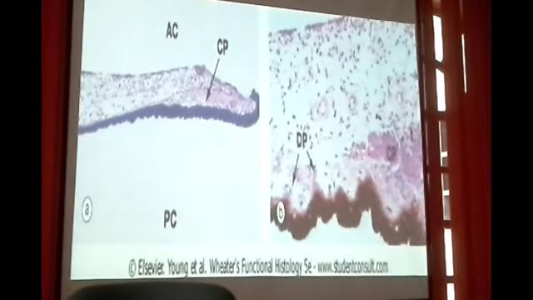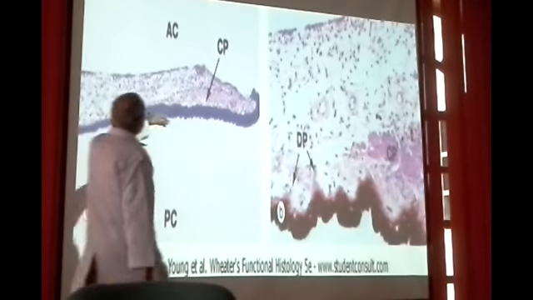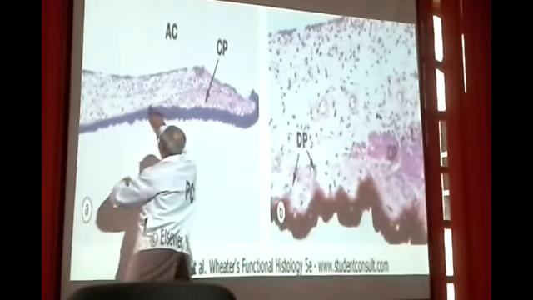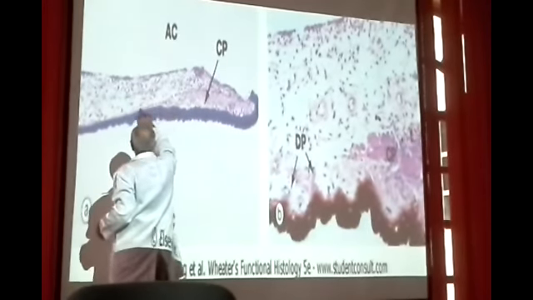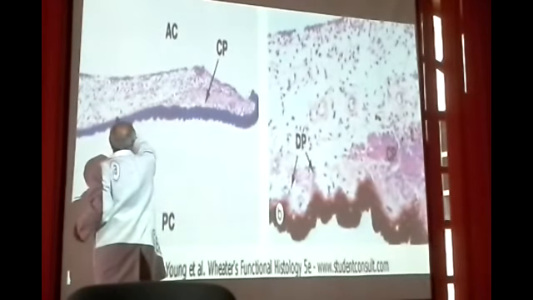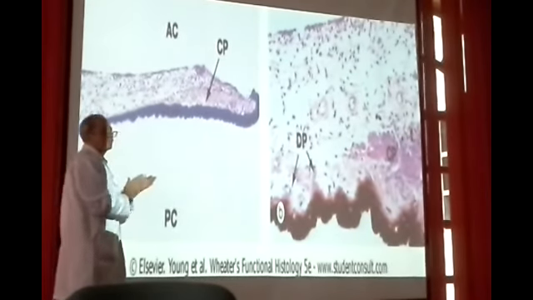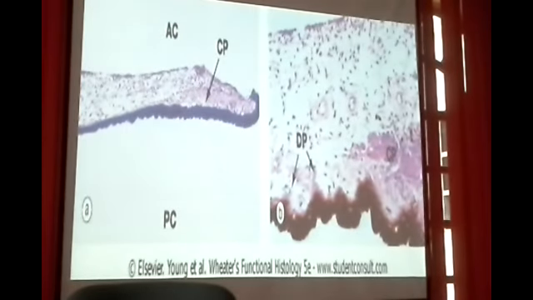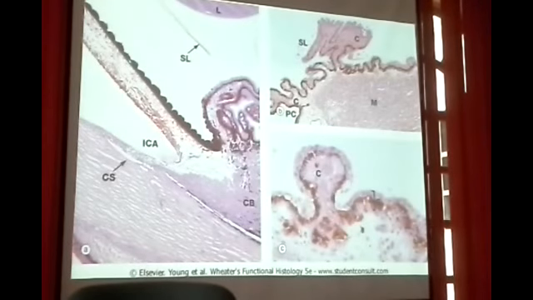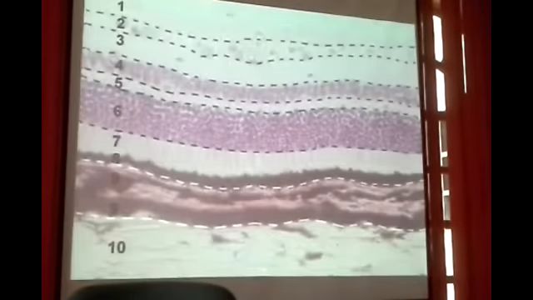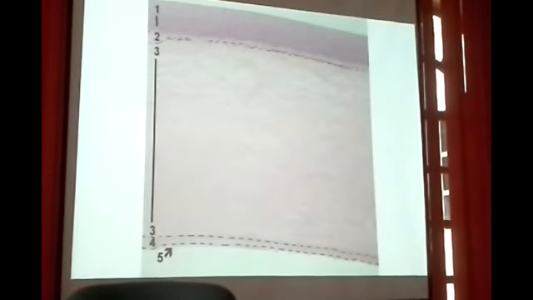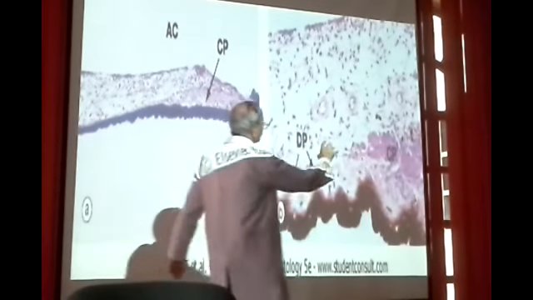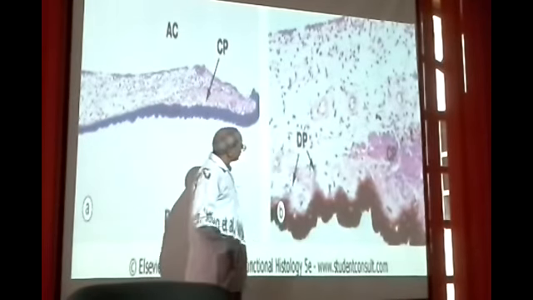The first is the constrictor pupilli muscle. The second, on the posterior surface, the red area here, is formed of the dilator pupilli muscle. Okay? What is the nature of constrictor pupilli? It is smooth muscle. What is the nature of dilator pupilli? This is the constrictor pupilli and this is the dilator pupilli.